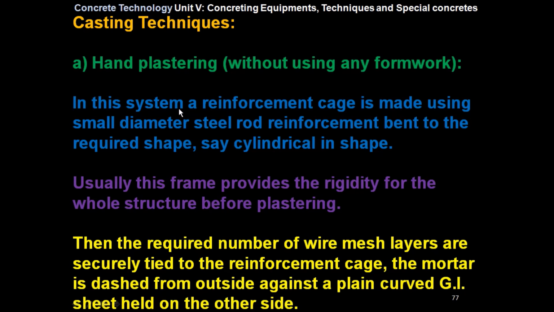In this system, first we will see the hand plastering without using any formwork. A reinforcement cage is made using smaller diameter steel rod reinforcement bent to the required shape, say cylindrical in shape. This frame provides the rigidity for the whole structure before plastering. Then the required number of wire mesh layers are securely tied to the reinforcement cage. The mortar is dashed from outside against a plain curved GI, that is galvanized iron sheet, held on the other side.